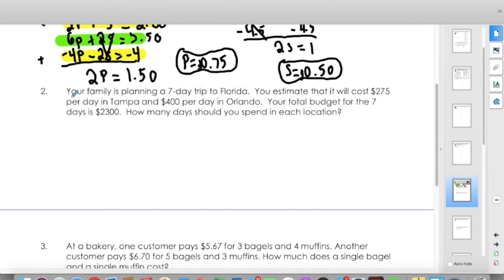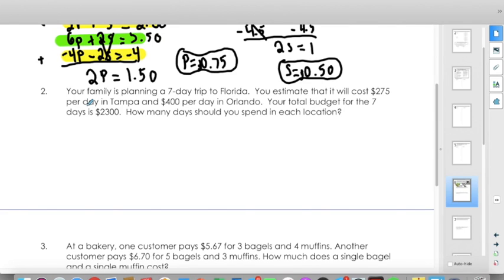Number 2. Your family is planning a 7-day trip to Florida. You estimate that it will cost $275 per day, that's always key, per day in Tampa and $400 per day in Orlando. Your total budget for the 7 days is $2,300. How many days should you spend in each location?